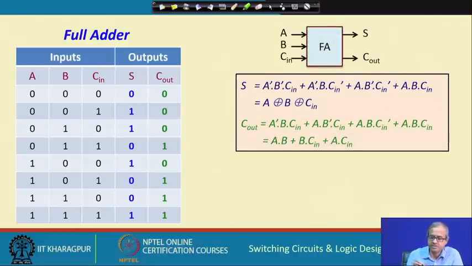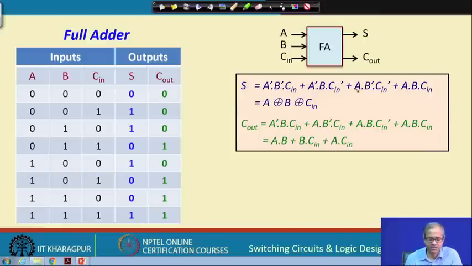Now, again from this truth table you can write down the expression for the sum and the carry. For the sum, you see there are 4 true minterms. If we just write them down, 001, which is A bar, B bar, C in, 010, A bar, B, C in bar, 100, A, B bar, C in bar, and 111. So, this again is nothing but the exclusive OR of the 3 numbers A, B and C in.